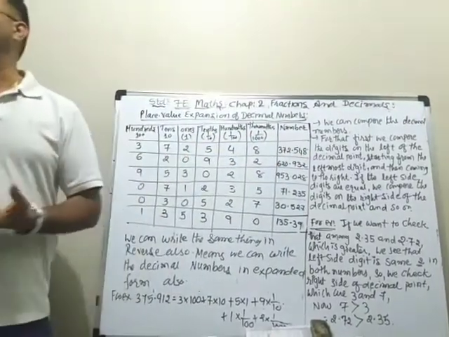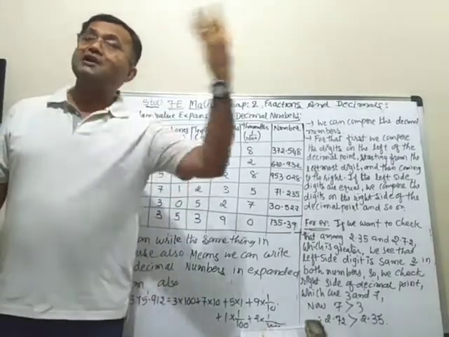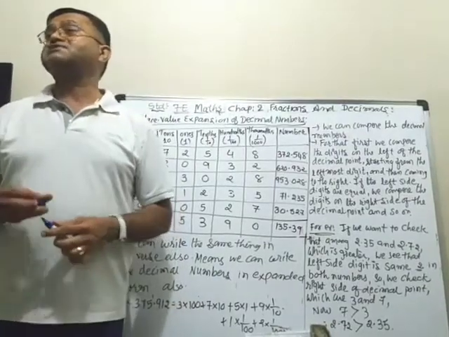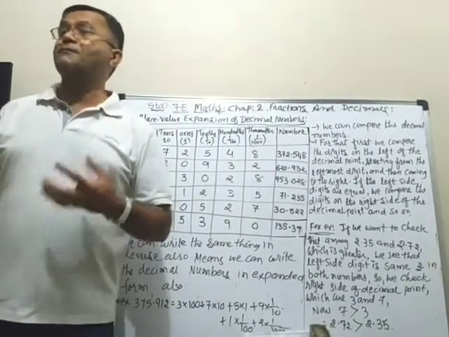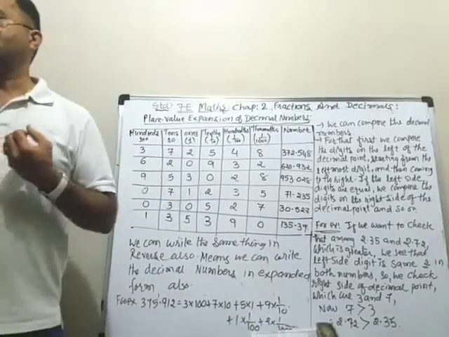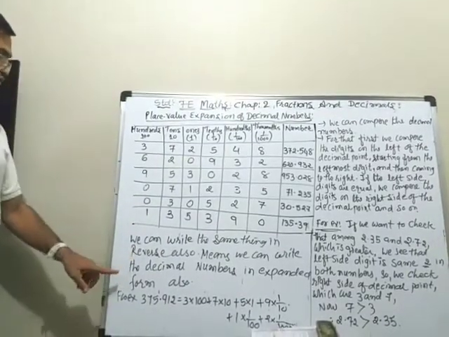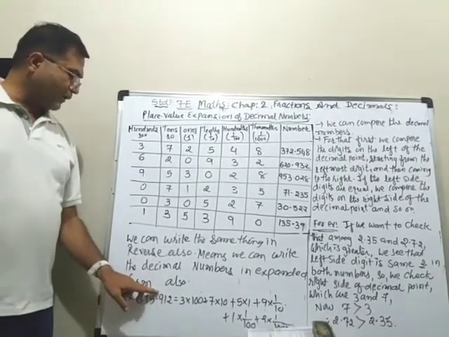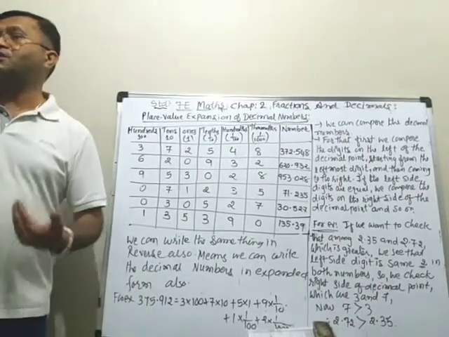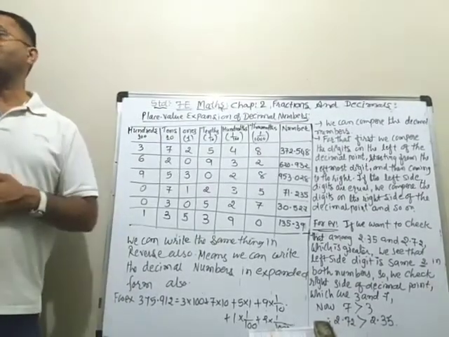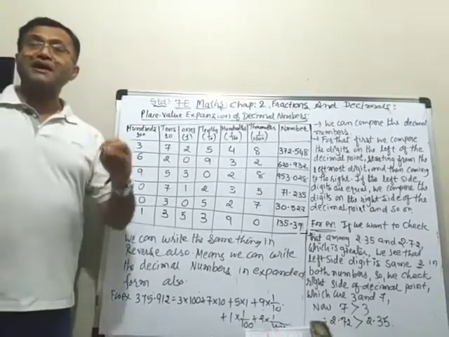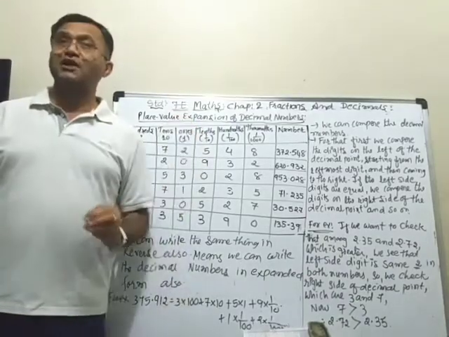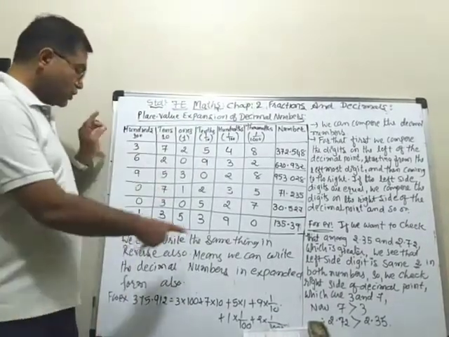But now you can write down the same thing in the reverse order also. Means if the number is given, then we can write down its expanded form. Expanded form means with the place value of it. Look here, I took an example here that 375.912. Now if you want to write down in the expanded form, then we have to multiply each digit with its place value.